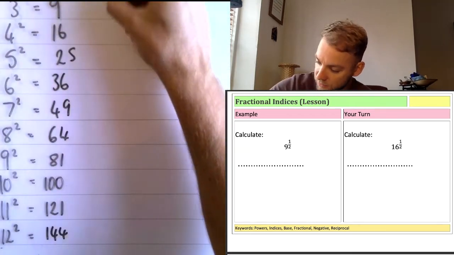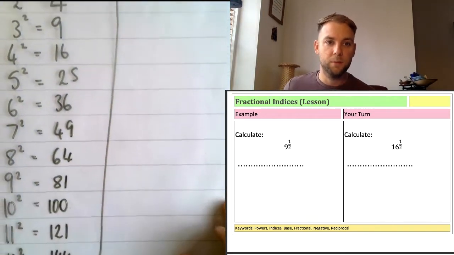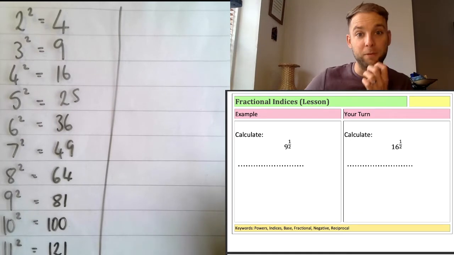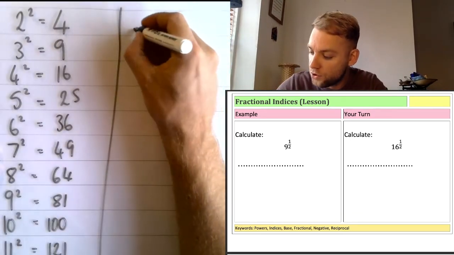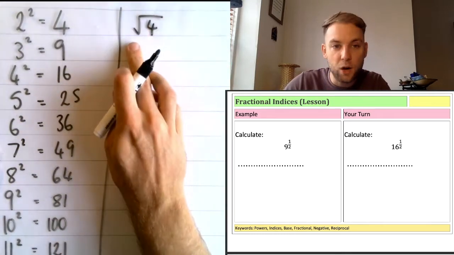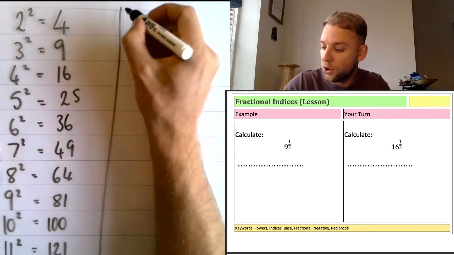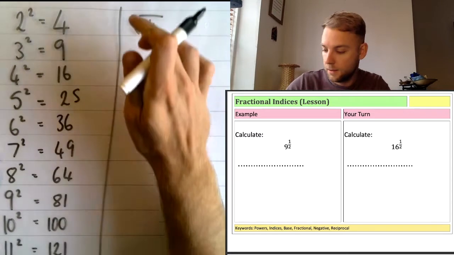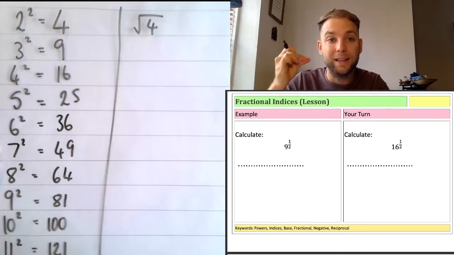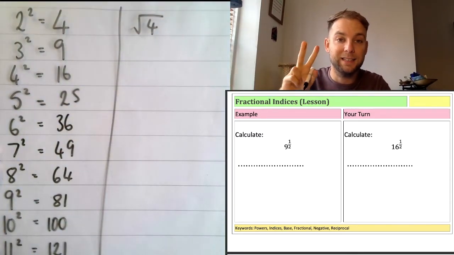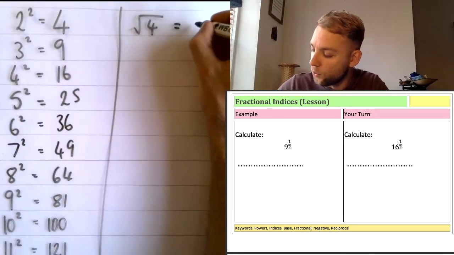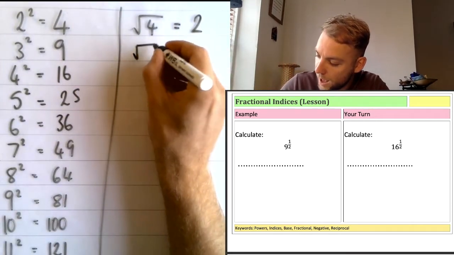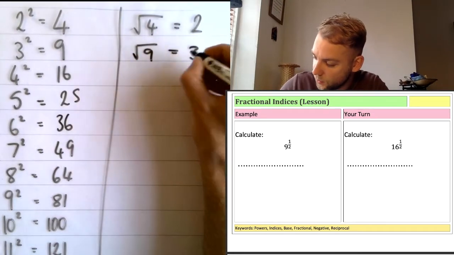So I'm going to write these ones down as well. Now you might think, Mr. Adams, why are you just writing down the opposite of these? But you've got to know these, so it's definitely worth having them. So the square root of 4, what number do I times by itself twice to get 4? Well, the answer to that is 2. 2 times 2 is 4, so the square root of 4 is 2, the square root of 9 is 3.